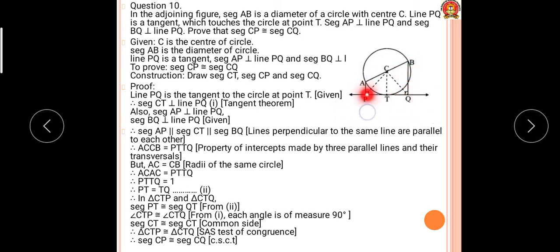And segment AP is parallel to CT, because lines perpendicular to the same line are parallel. If you observe, AP is perpendicular, BQ is also perpendicular, and CT is perpendicular to PQ by the tangent theorem. Therefore AP, CT and BQ are all parallel to each other, because all are perpendicular to the same line. So by that we can write there?